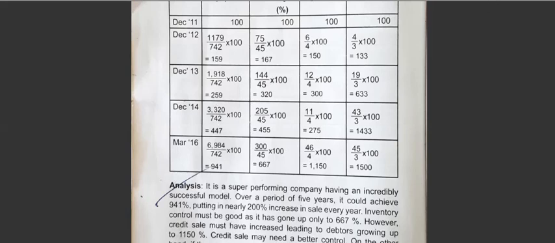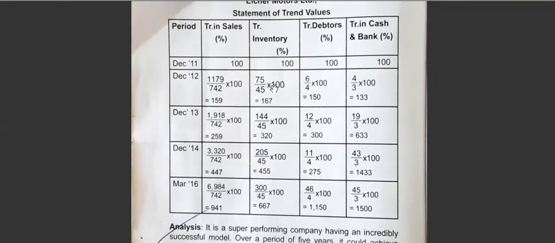In the same way you calculate for the remaining years and items: for inventory, for trade debtors, and for cash in hand and cash at bank. Okay, so you will take all these values and then calculate, because there are 4 items, right? Now see the problem.